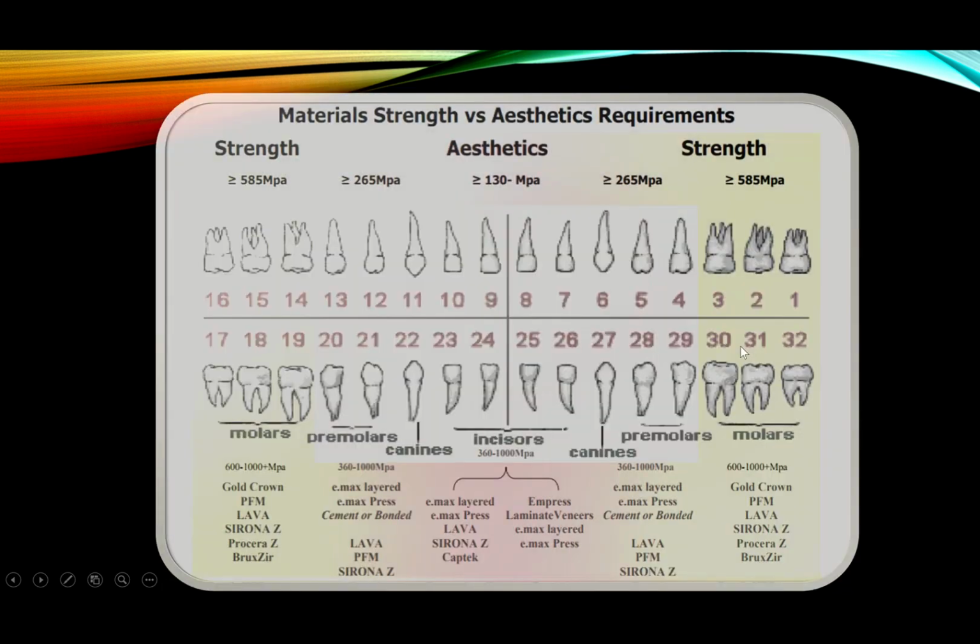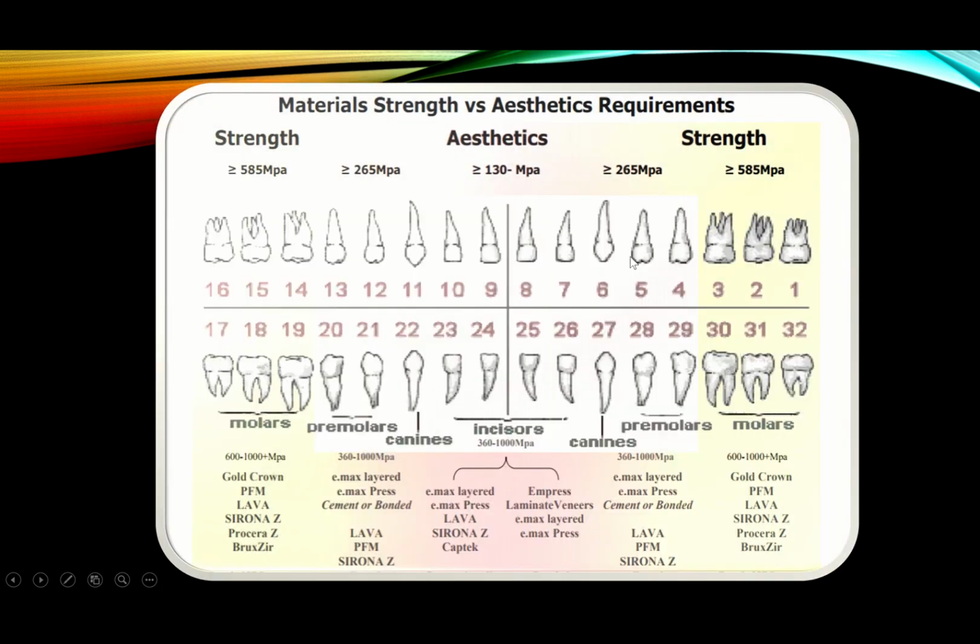Now this is just to show what people thought. This is from a dental lab back in America that I quoted, just to show you that they assumed not much strength is needed in the anterior area, 130 megapascal; 265 for premolars and canines; 585 and above for posteriors.